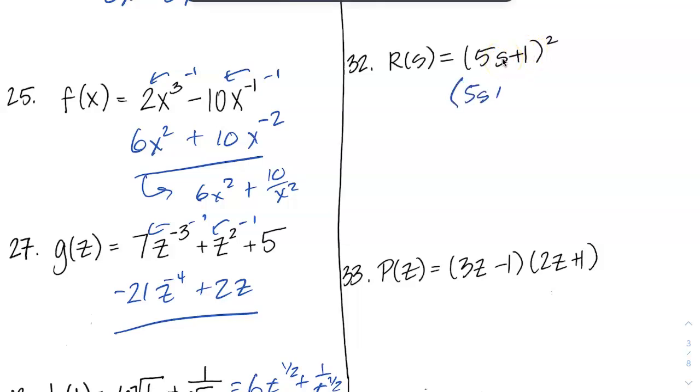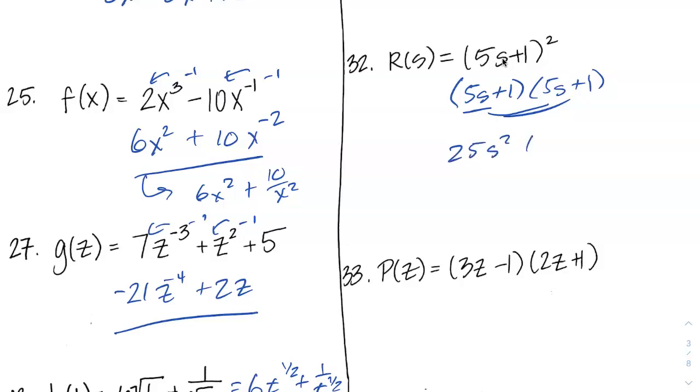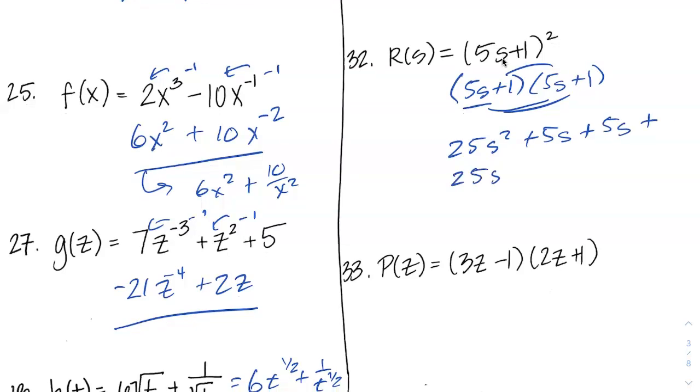So 5s plus 1 times 5s plus 1. Then we distribute: 25s squared plus 5s plus 5s plus 1. That gets us 25s squared plus 10s plus 1. That should have been a 1 there. Okay, now again, I just rewrote it.